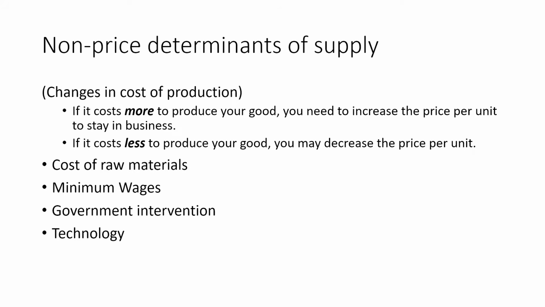Supply also has non-price determinants. These are mostly changes in cost of production. That's saying if something costs more to make, then you need to increase your price per unit to stay in business. And if it costs less, you may decrease the price and maybe sell more of that good and make more profit. Things that influence the cost of production are cost of raw materials, minimum wages, government intervention, and technology. Technology will increase the efficiency of the production, and the cost of raw material, minimum wage, or government intervention such as taxes or subsidies changes the cost of production directly.